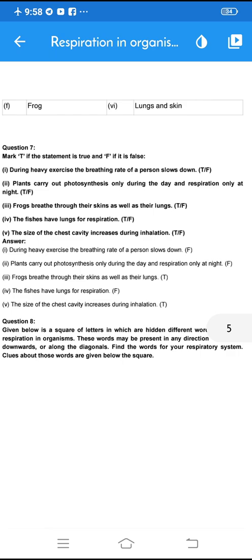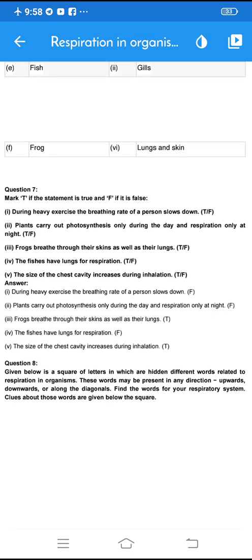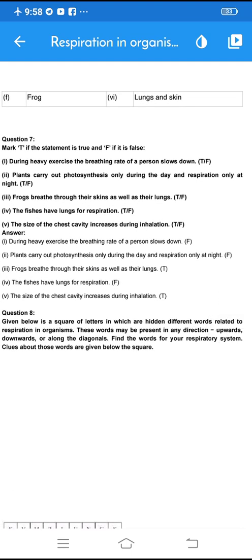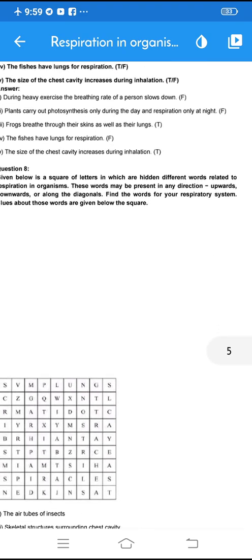And the next one is: fishes have lungs for respiration. See, this statement is totally wrong. Fish do not use lungs for respiration. They don't have lungs. Instead, fishes have organs called gills, which we discussed in the match the following. So fish have gills which are helpful for respiration. And the last one is: the size of the chest cavity increases during inhalation. Yes, it is true. Okay, so now let's go to question number 8.